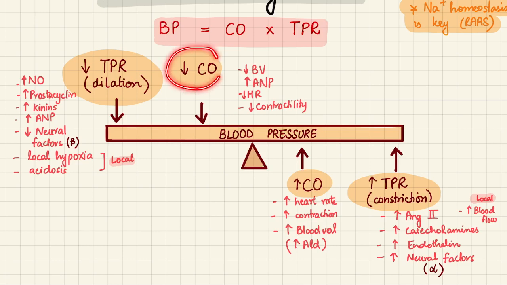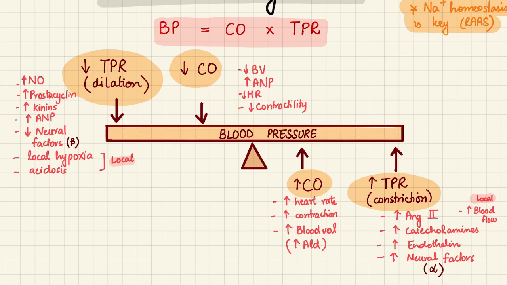Secondly, decreased cardiac output is caused by decreased blood volume, increased atrial natriuretic peptides, because whenever the right atrium feels like the blood volume is too much, atrial natriuretic peptide is released. And natriuretic means that it is going to act on the kidneys and cause sodium excretion, and thus water will also be eliminated and the blood pressure will come to normal because of normal blood volume. Cardiac output is also dependent upon the heart rate and contractility.